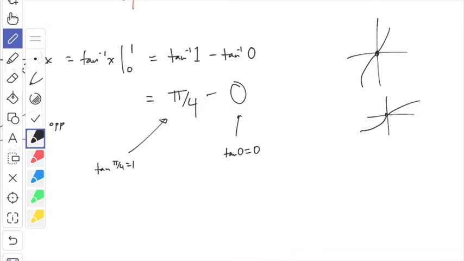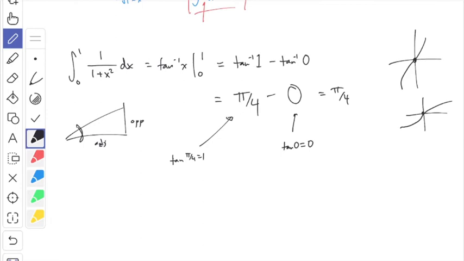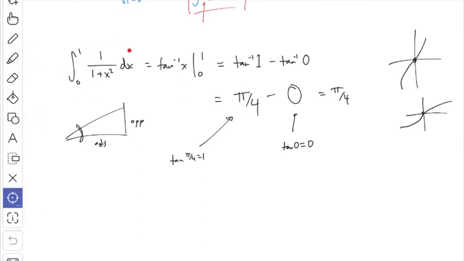All right. Anyway, my final answer then is pi over 4. Right? Sort of weird, in my opinion, that you start with this thing, which doesn't seem to have anything to do with trigonometry at all, and you get pi over 4 for the answer, which is interesting.